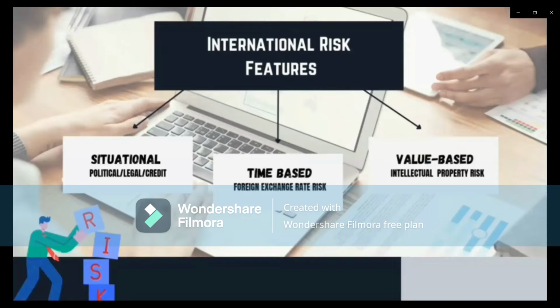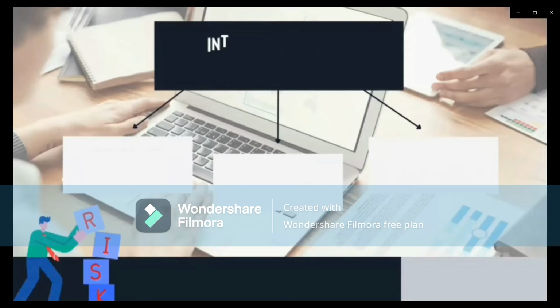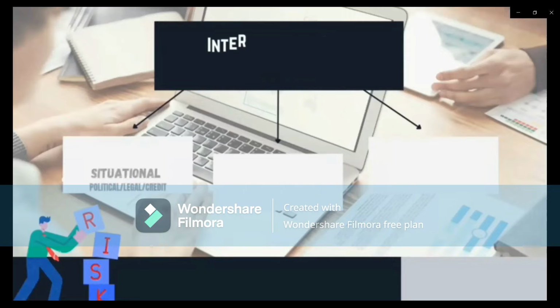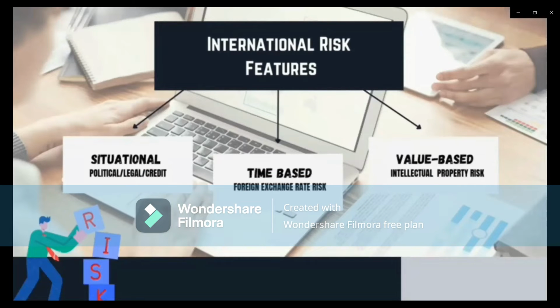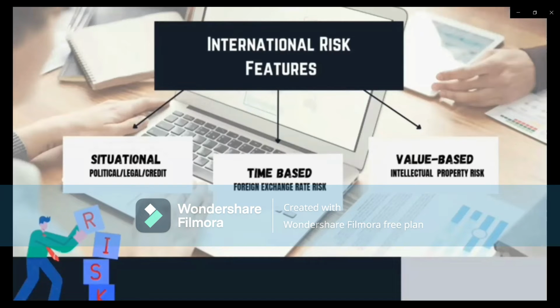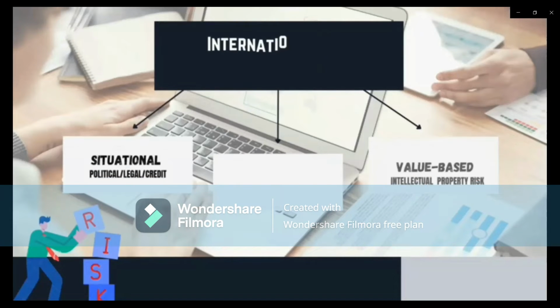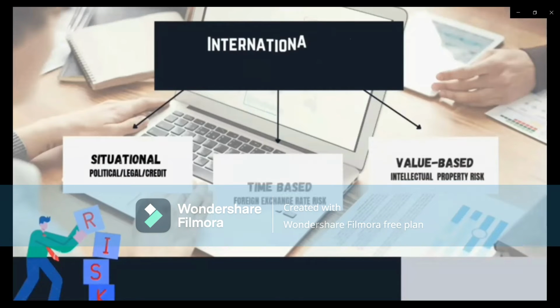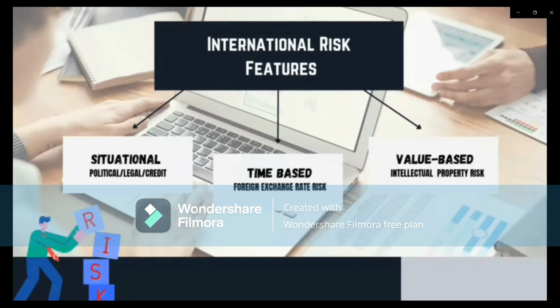Next, moving on to features of international risk. Firstly, situational. Changes in a situation can result in new risks. Examples: political risk, legal risk, and credit risk. Secondly, time-based. The probability of the risk occurring at the beginning of the project is very high. For example, foreign exchange rate risk. Lastly, value-based. This is affected by personal, corporate, or cultural values. A project can be done depending on the location, either locally or internationally, or the kind of workforce with intellectual skills. For instance, intellectual property risk.